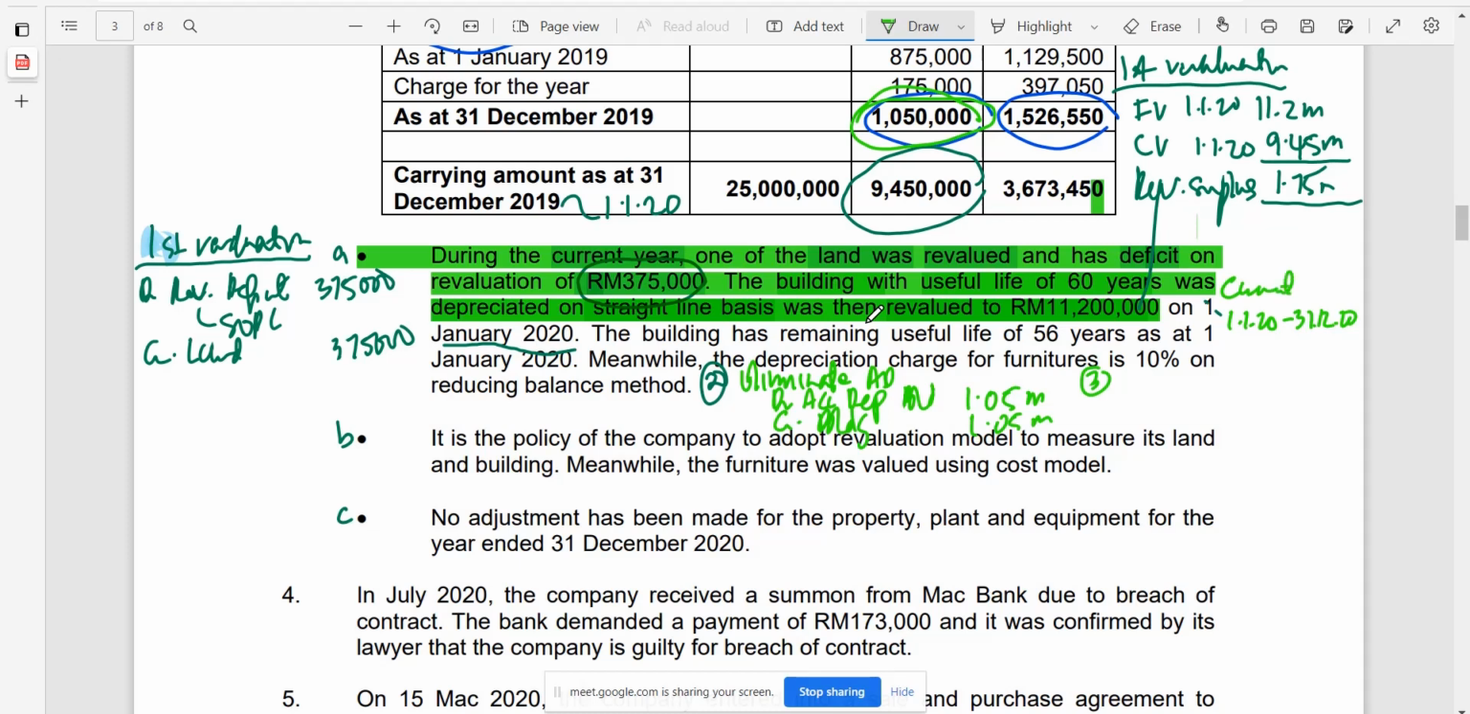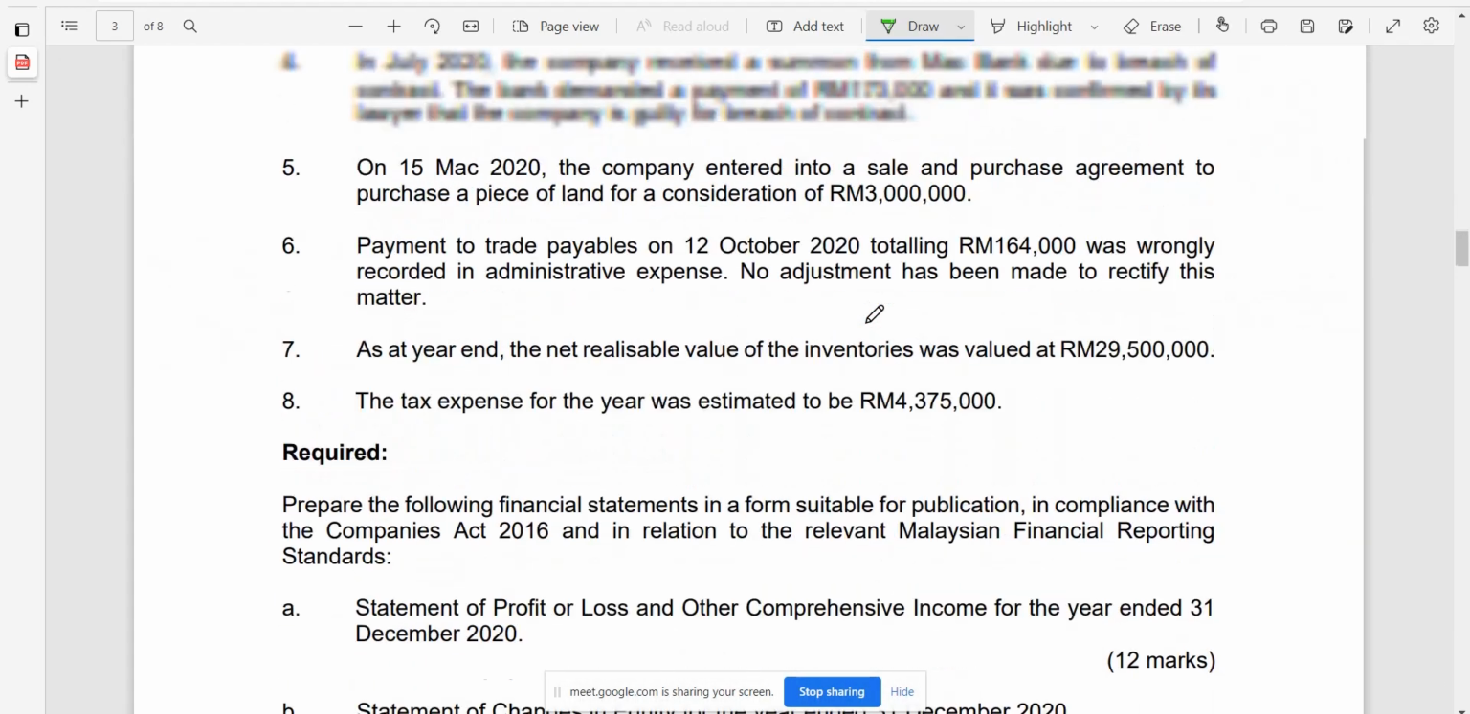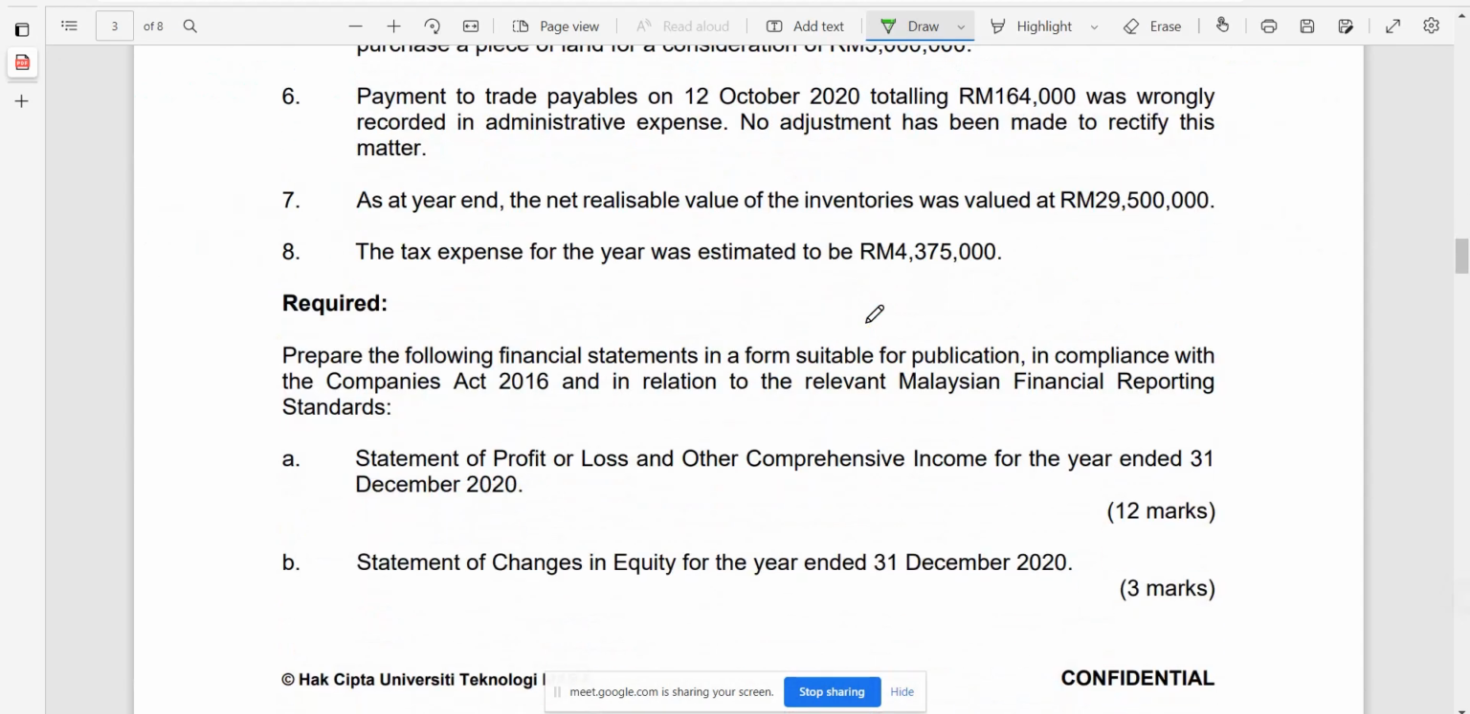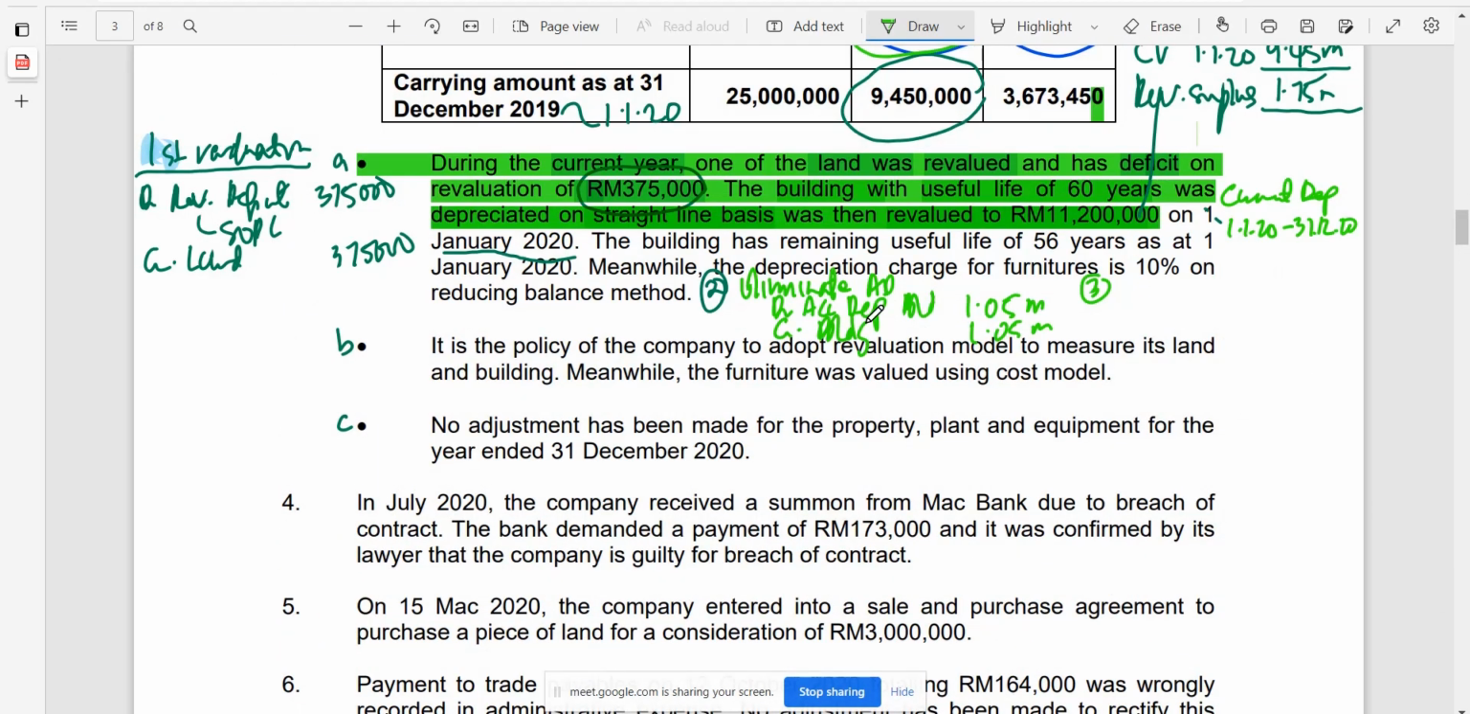Starting from 1st of January 2020 until 31st of December 2020, your current year depreciation must also be adjusted. From there onwards, your depreciation will be based on the revalued amount, which is 11.2. So you are going to calculate the current year depreciation and make adjustments. How do you calculate? You take 11.2 and here you are given the remaining useful life. Can you see here, remaining useful life as at 1st of January 2020 is 56.